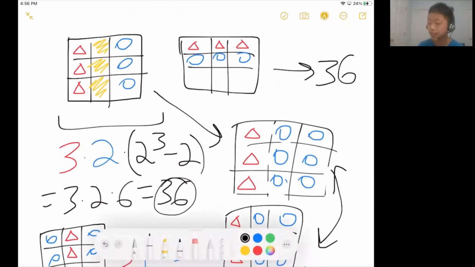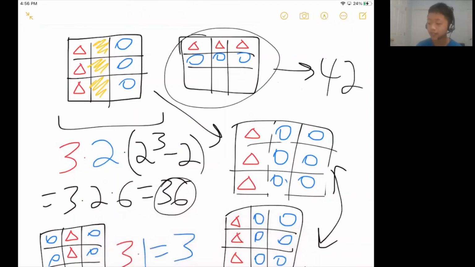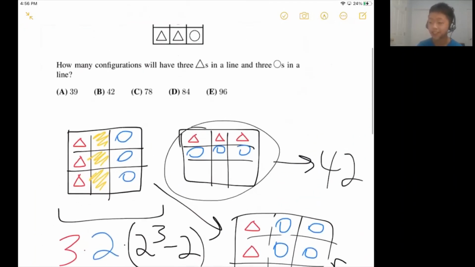And by symmetry, by a symmetry argument, since these are all symmetric, the second case like this, having a row of triangles and a row of circles, also has 42 possibilities. So if you were to add 42 and 42, the 2 cases, you would get 84, which is D as the answer.